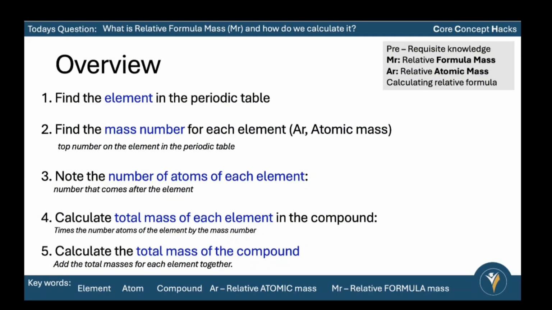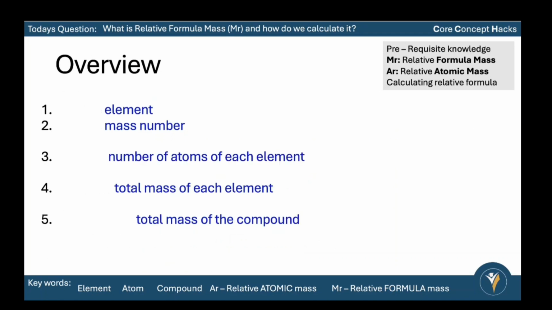So now we're going to remove the black writing, so it leaves us with the blue writing, and we're going to see what the simplified version is. First we find the element, then we find the mass number, then we find the number of atoms of each element, the total mass of each element, and then finally the total mass of the compound.